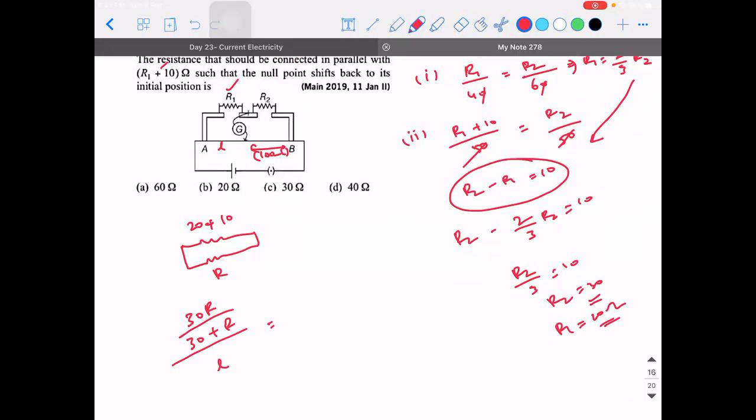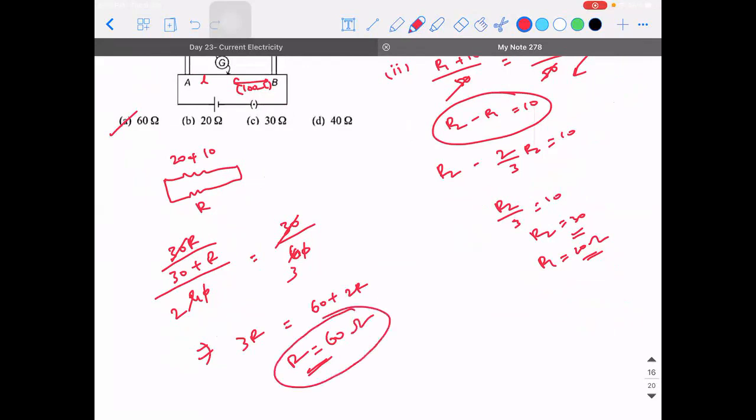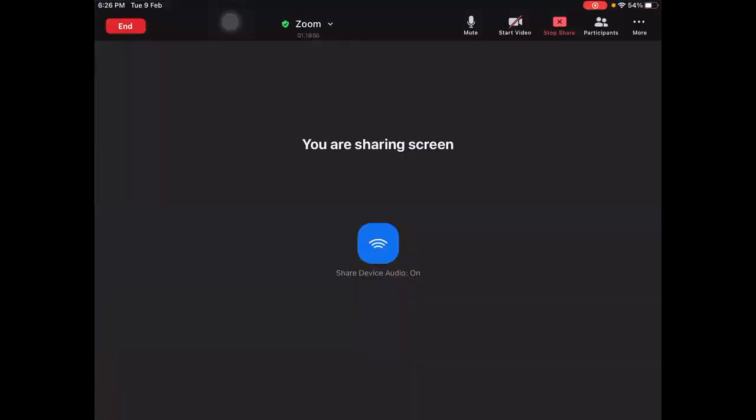R2 is 30, right? So 30 divided by 60. One unknown, one equation. Solve for it, you will get the answer. 30 and 30 will get cancelled. 2 times, 3 times. So 3R is equal to 60 plus 2R. So R is how much? 60. Did everyone understand what I did? So resistance here is 60 ohm.